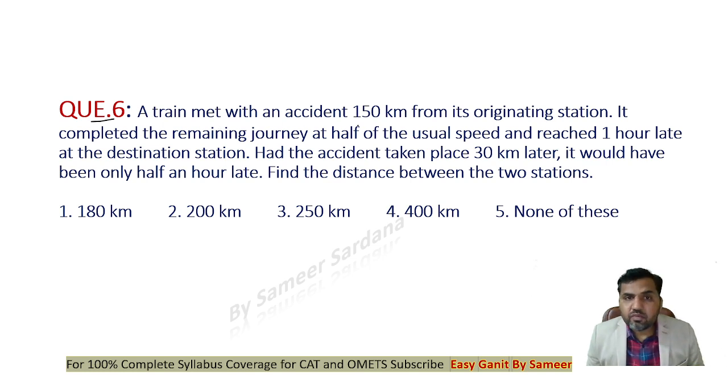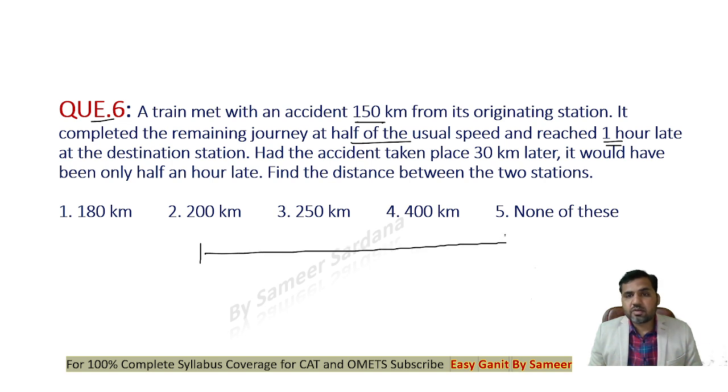Okay, question number 6 here. A train met with an accident 150 km from its original station. It completed the remaining journey at half of the usual speed and reaches 1 hour late at the destination. So guys, you see the train meets with an accident after traveling 150 kilometer. The train has traveled 150 kilometer, and at this point of time the train has an accident.